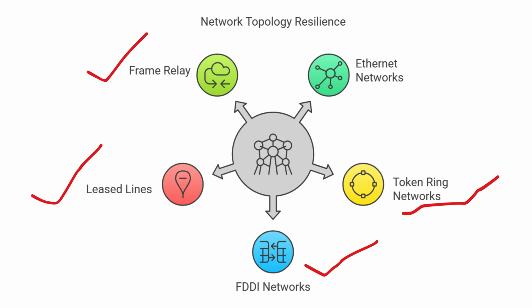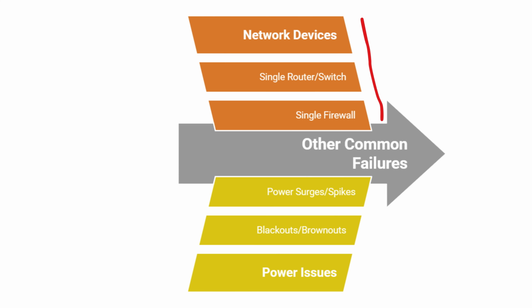Aside from cabling and network topologies, other devices and systems can also become single points of failure, such as firewalls, routers, and switches. If all network traffic passes through a single firewall, router, or switch, failure of that device will shut down the entire network. The solution is to deploy redundant firewalls, routers, and switches, using load balancing and failover mechanisms.